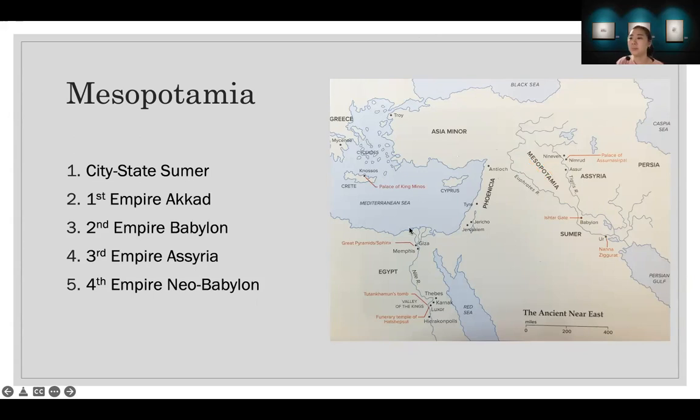So the Sumerians built city-states in Mesopotamia very first, and the first empire was by the Akkadians, located by here, and the second empire was by the Babylonians, and the third empire of Mesopotamia was built by the Assyrians, and the last empire of Mesopotamia was built by the Babylonians again. So let's see one by one.